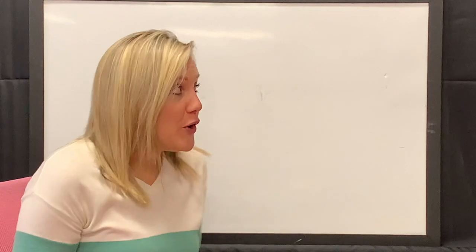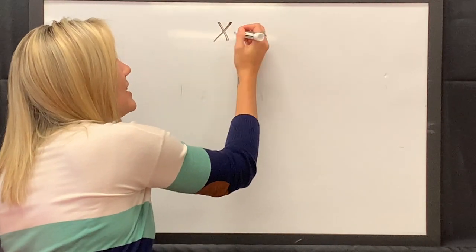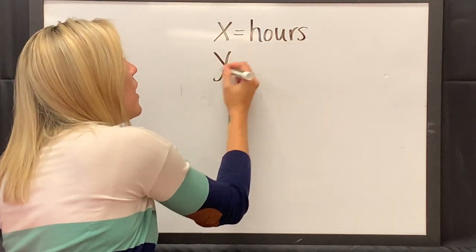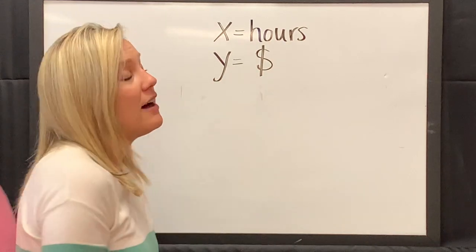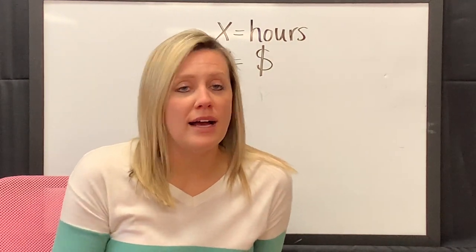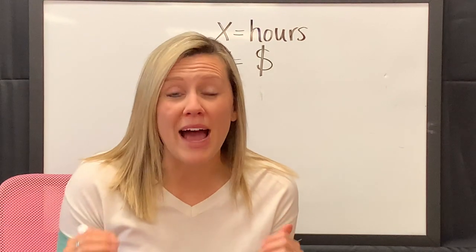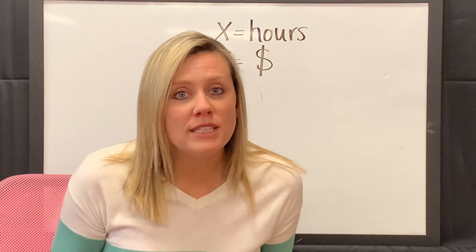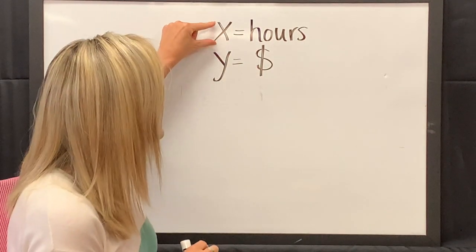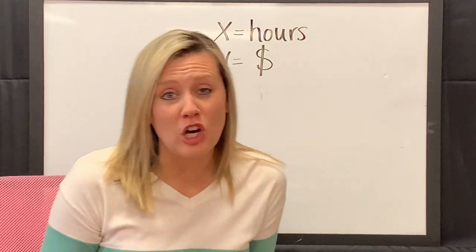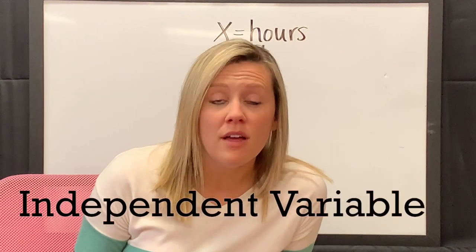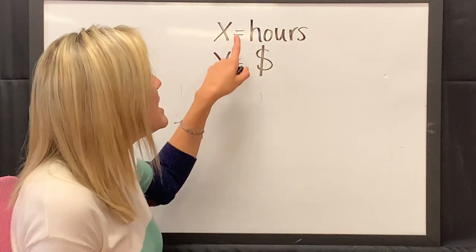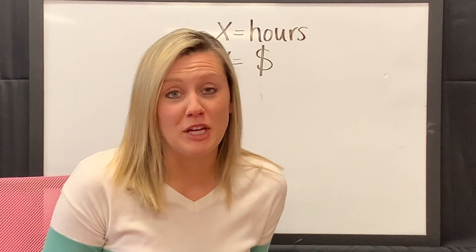Okay, so let's call X the amount of hours that you are going to work babysitting, and let's call Y the amount of saved money you have. The reason I chose hours for X and money for Y is because the amount of hours that you work is going to affect the money that you have. You always want to, if you can, have the X affect the Y. The X is also sometimes called the independent variable, and the Y is sometimes called the dependent variable. The money that you make is dependent upon the hours that you work.